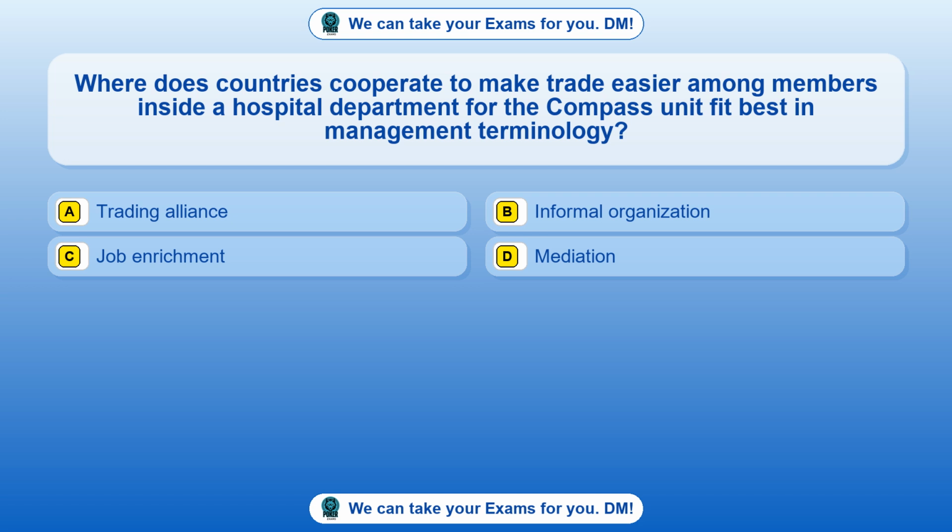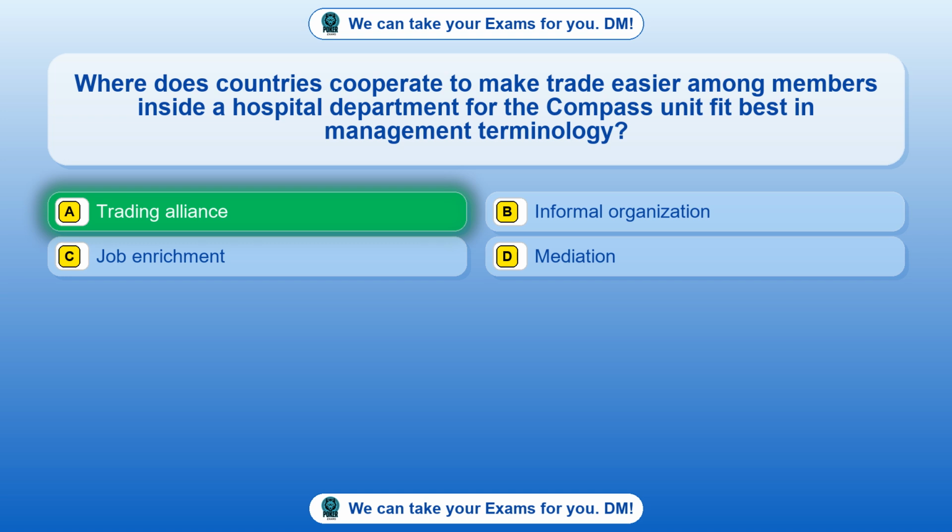Question 99. Where does countries cooperate to make trade easier among members inside a hospital department for the Compass unit fit best in management terminology? Option A, trading alliance. Option B, informal organization. Option C, job enrichment. Option D, mediation. The correct answer is option A, trading alliance.